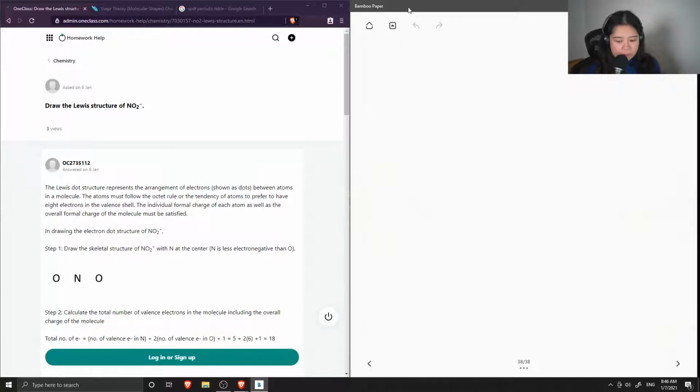Okay, so question 1 is to draw the Lewis structure of NO2 minus.